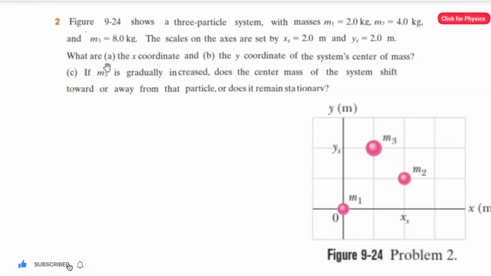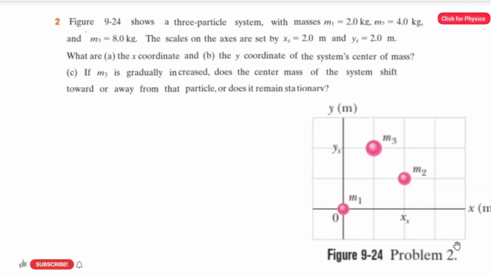Here we have to answer three questions. The first question is, what is the x coordinate of the system's center of mass? The second, we have to find the y coordinate of the system's center of mass. In the third question, we have to give some explanation. If m3 is gradually increased, does the center of mass of the system shift towards or away from the particle, or does it remain stationary? So we have to give a theoretical answer for the third part. First we find the x and y coordinates, and later we will give the answer for the third part.